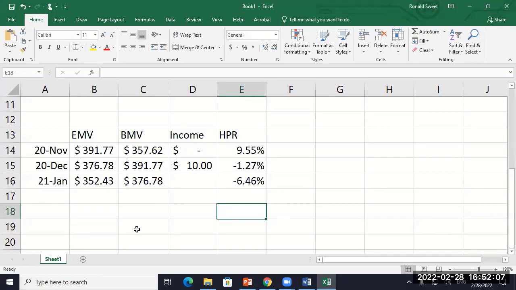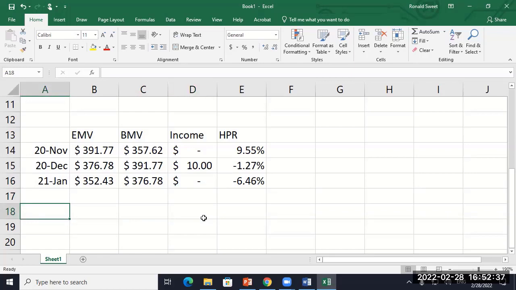So how did I do overall? You started with 357, you ended up at 352, but you got $10 in dividends. Looks like a pretty small return. What was your income for January? 0. All right, so that's what a holding period return is. So what do we do with this?